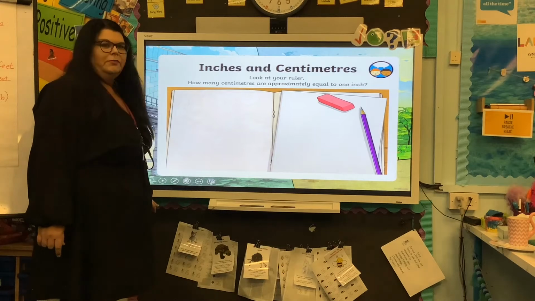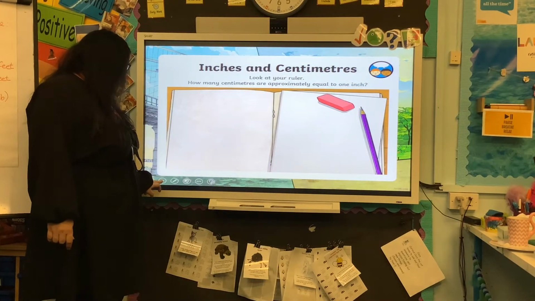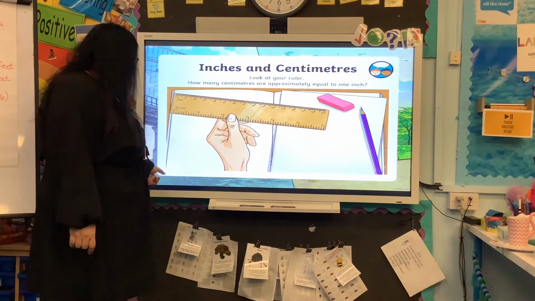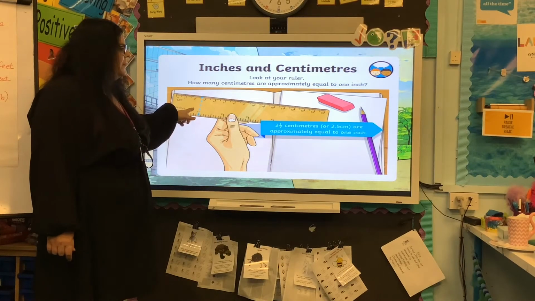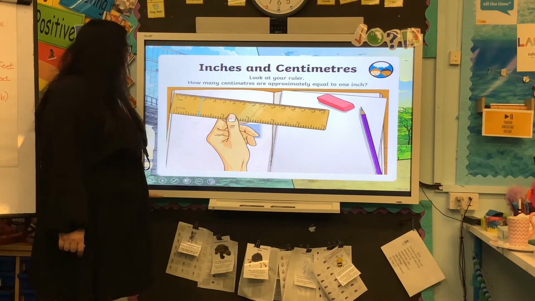If you've got a ruler at home, look at your ruler. How many centimetres are approximately equal to an inch? Obviously this isn't to scale here, but you should be able to see that there are approximately 2.5 centimetres to 1 inch. 2.5 centimetres make 1 inch.